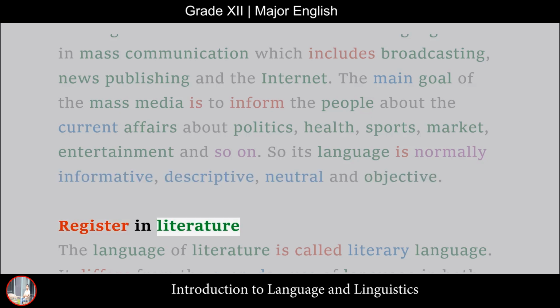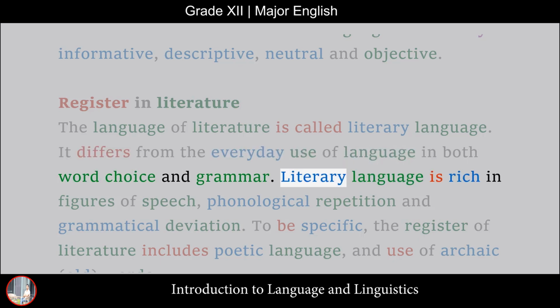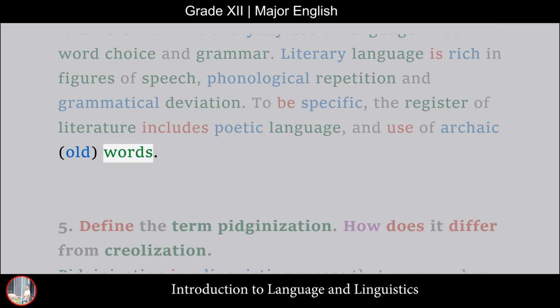Register in literature. The language of literature is called literary language. It differs from the everyday use of language in both word choice and grammar. Literary language is rich in figures of speech, phonological repetition, and grammatical deviation. To be specific, the register of literature includes poetic language and use of archaic, old, words.